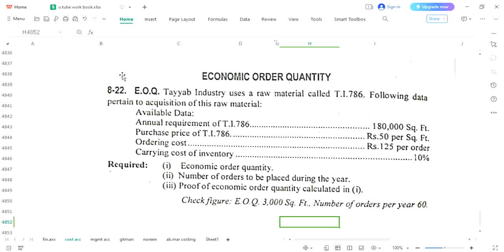Today's target is to solve question number 8.22, and we are going to start our new topic, which is economic order quantity. Before starting this question, I would like to just introduce this word. First of all, it is quantity. That means some number of units. Order is easy to understand.